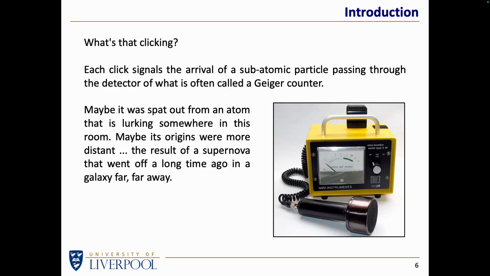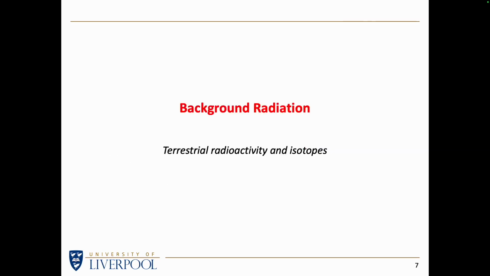Maybe that particle came from an atom somewhere in this room, but maybe that particle came from further afield. Maybe it came from a supernova in a galaxy far, far away, perhaps. It might even have come from a supermassive black hole. We'll see something about the origins in a little while. The bottom line is a Geiger counter doesn't tell you the origin. A Geiger counter just tells you something has passed through the detector.